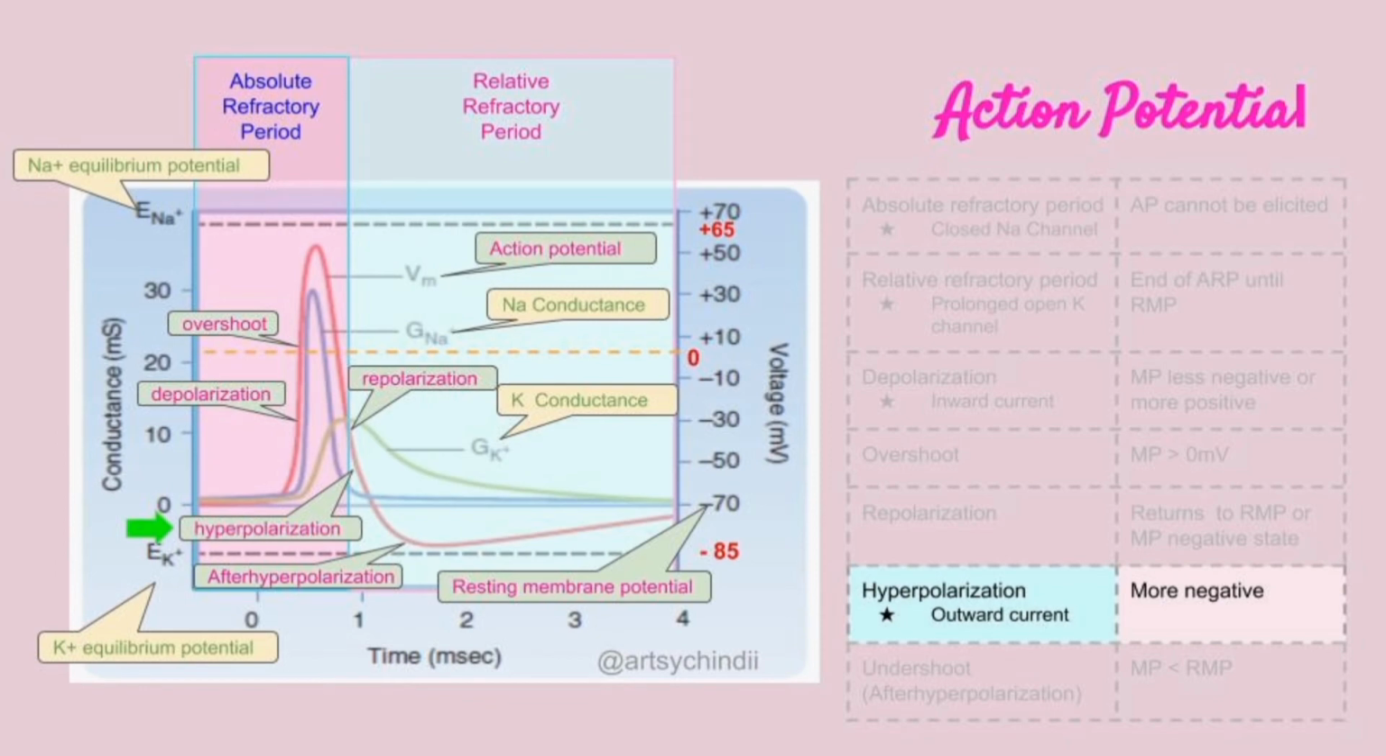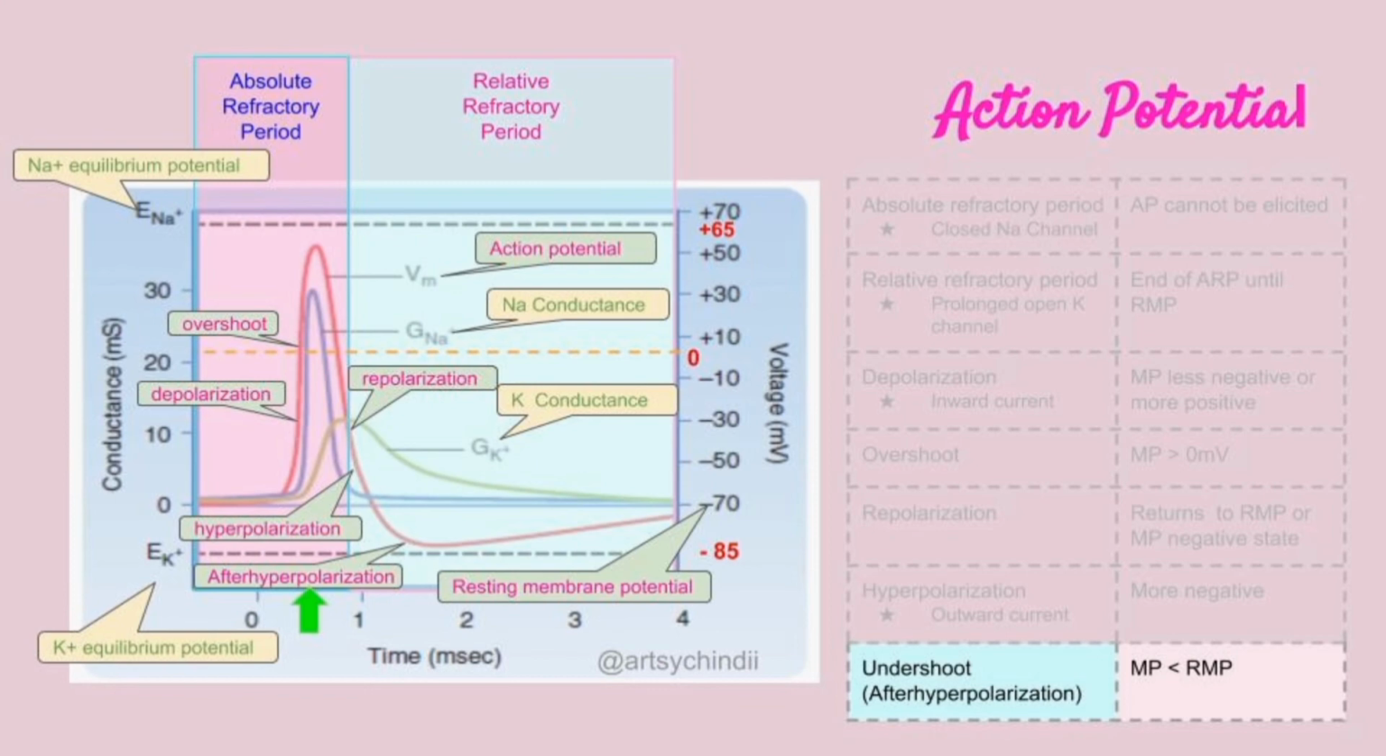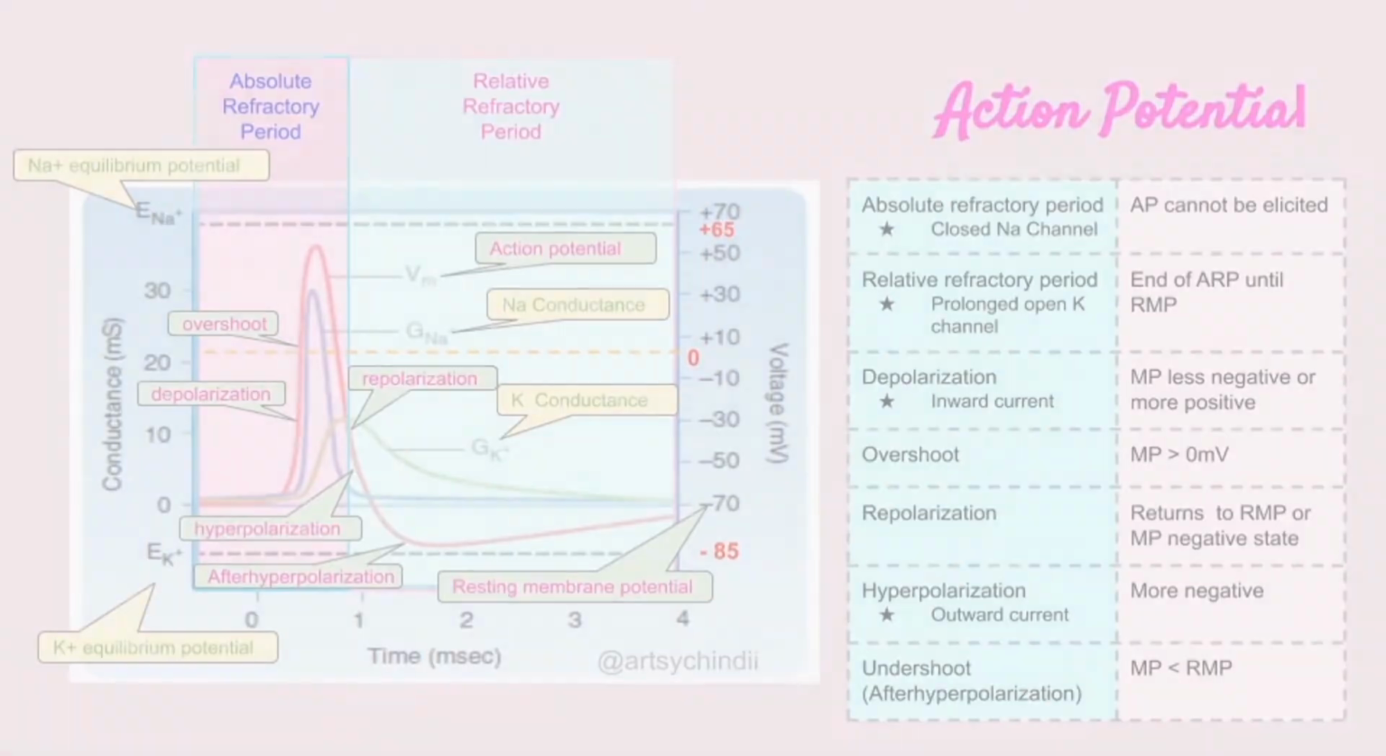Hyperpolarization makes the membrane potential more negative. The cell interior becomes more negative. The outward current is the flow of the positive charge out of the cell. The outward current hyperpolarizes the membrane potential. After hyperpolarization is the hyperpolarizing phase of the action potential where the cell's membrane potential falls below the normal resting membrane potential. This is also commonly referred to as the action potential's undershoot phase.